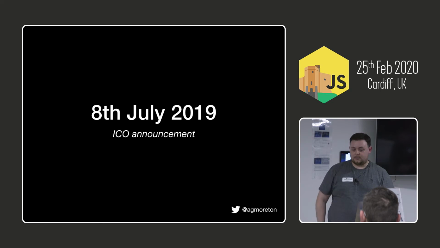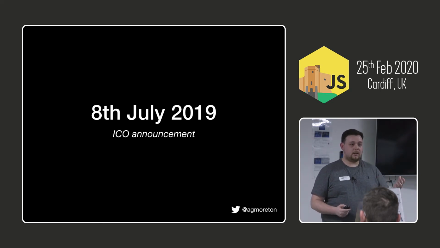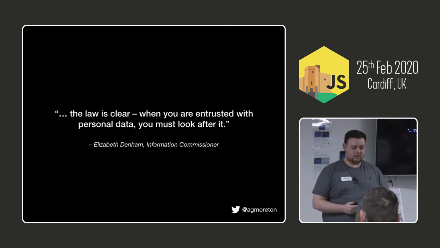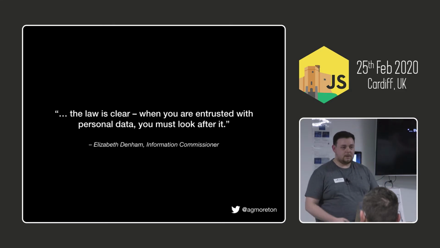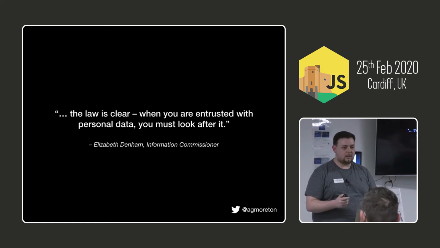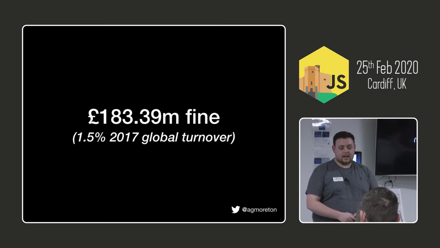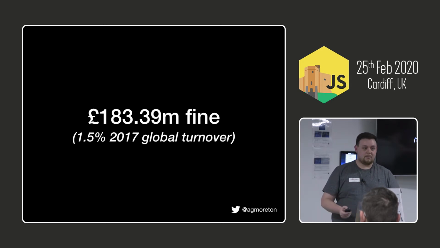So we fast forward then to the 8th of July, 2019, and the ICO, the Information Commissioner's Office, come out with their announcement. Elizabeth Denham, the Information Commissioner, makes this statement really clear. The law is clear: when you are entrusted with personal data, you must look after it. And fundamentally, they found that British Airways hadn't looked after it. They handed them a £183.39 million fine, 1.5% of their 2017 global turnover, so it could have been a lot worse for BA.